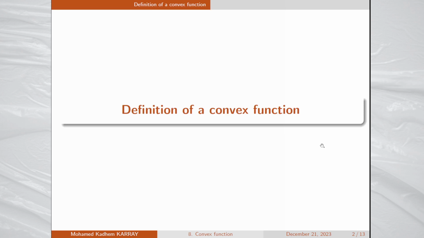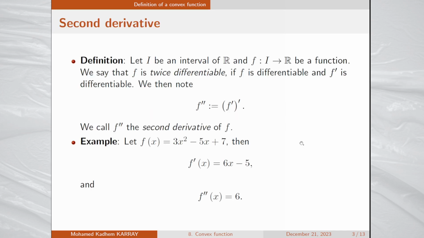So this is the definition of a convex function, but before defining the notion of convexity, we need to introduce the notion of second derivative. Perhaps you may know already this definition, but I remind it for those who don't know this notion. Let f be a function from an interval I to the set of real numbers. We say that f is twice differentiable if f is differentiable and its derivative is also differentiable. We call the derivative of the derivative the second derivative of the function f, and we denote it like this. So this is the second derivative of the function f, which equals f prime prime.